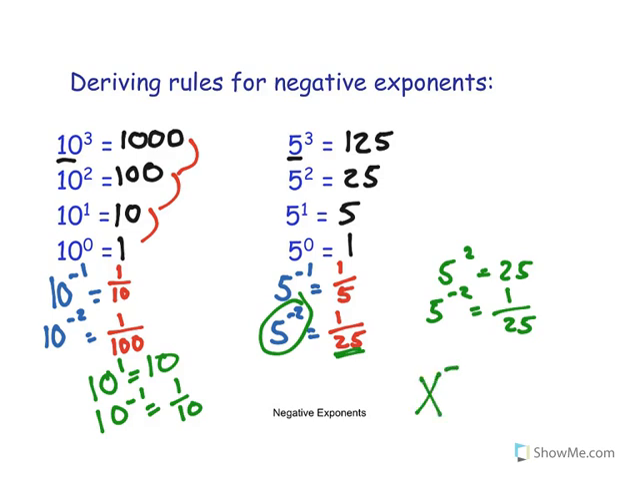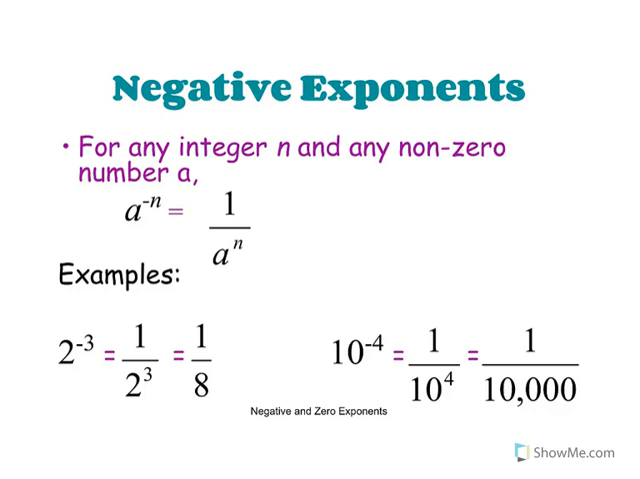So if I had x to the negative 7th, that would just be 1 divided by x to the 7th, and that's how they derived these rules. So really important that we're all going to put this in our notes, right? That the rule for a negative exponent, a to the negative n, for example, is that we're going to do 1 divided by a to the n.